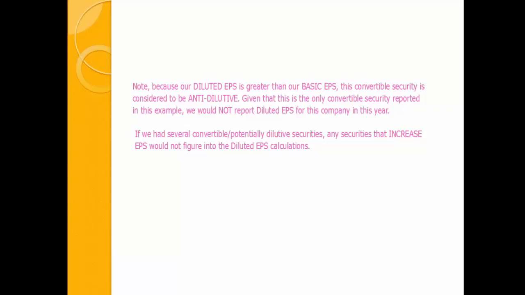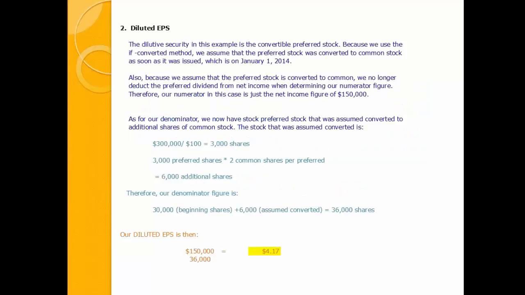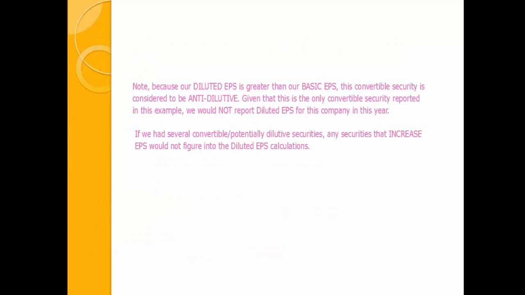If we had several convertible, potentially dilutive securities, any securities that increase earnings per share would not figure into our diluted earnings calculation. We went from 4.10, we have 4.17 here, so there was actually an increase of 7 cents per share. So what we're saying is this is considered to be anti-dilutive. In other words, it actually increases the earnings per share when we take away the preferred stock. So in this case, we would not be reporting a diluted earnings per share because of this situation.